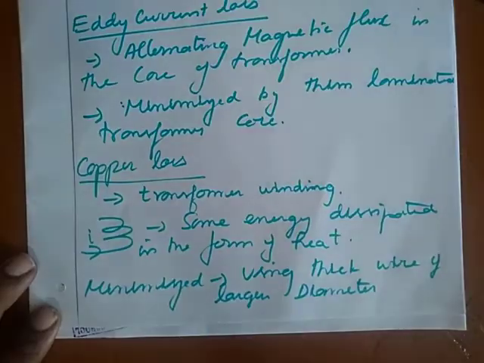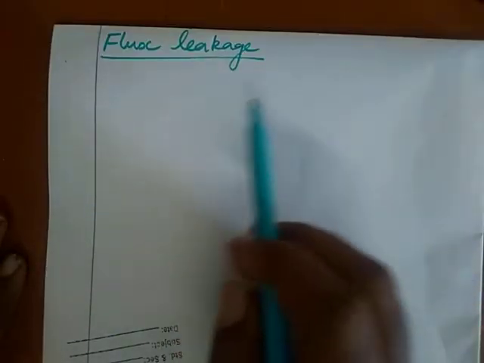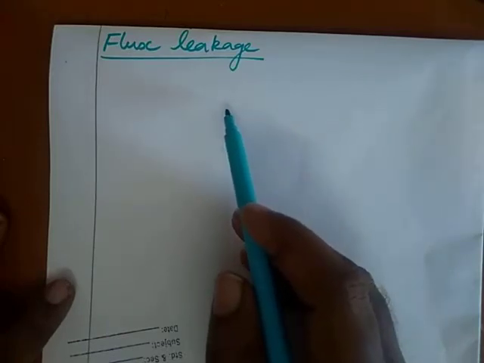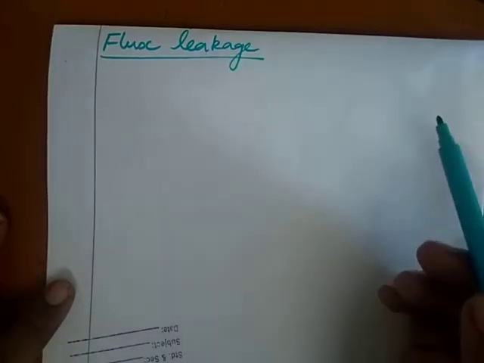Okay, then last one is flux leakage. Okay, this will happen when the magnetic field lines of the primary coil are not completely linked with the secondary coil.